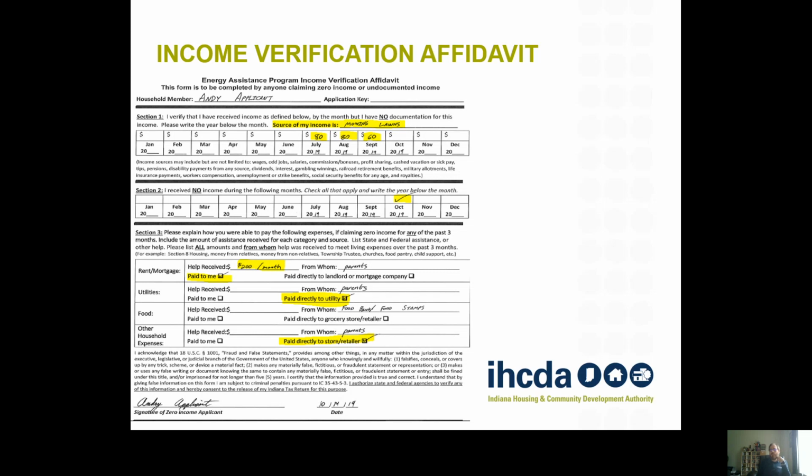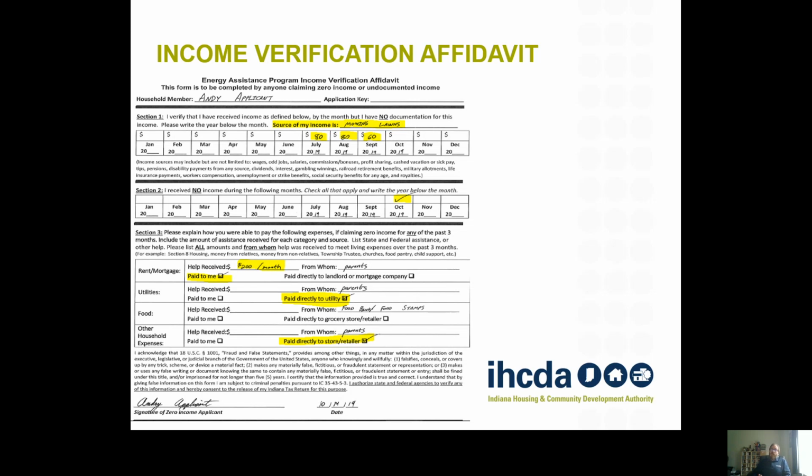So in this example, Andy applicant has been mowing lawns, and so he did receive $80 a month during July and August, and $60 during the month of September. However, that work dried up, and during the month of October, he received 0 income. So he checked off that month in Section 2 for having received 0.